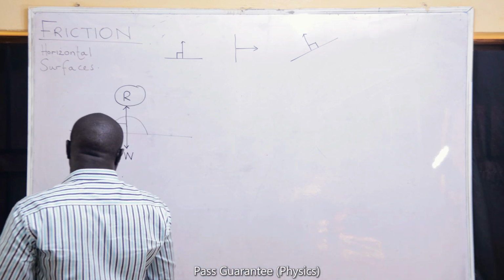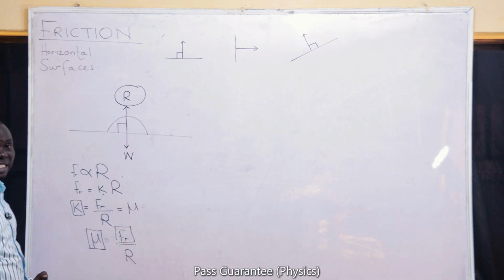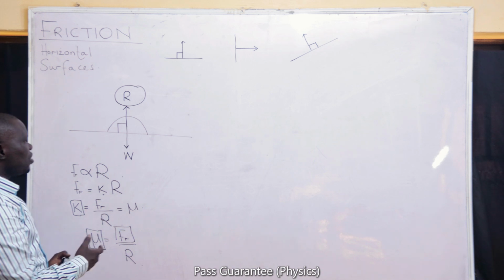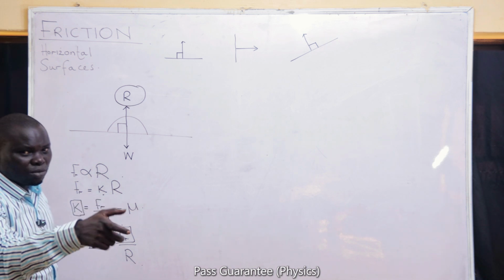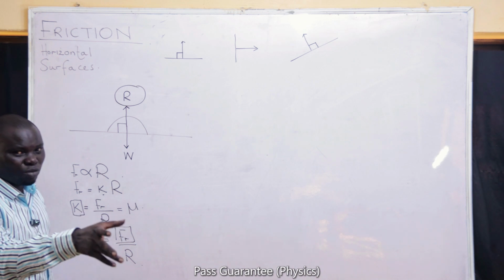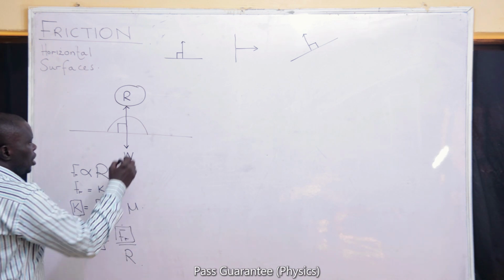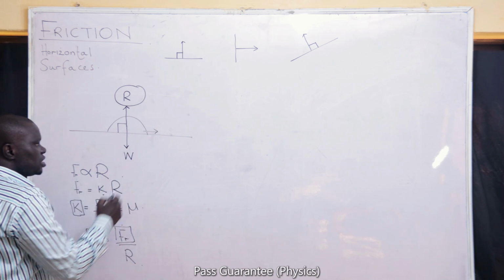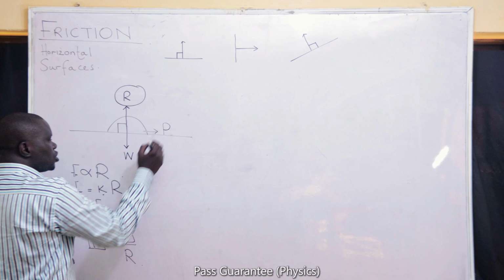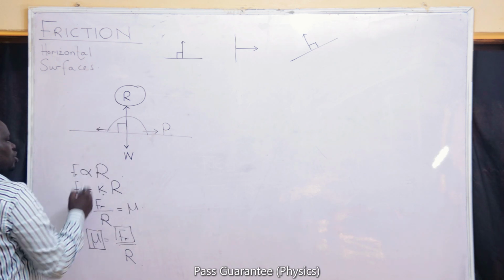To show it, if the object is just left on the table, if I ask you what is the friction, it is zero, because you have not established any motion. It is until you decide to establish a motion by trying to move the object that friction will establish itself in the opposite direction. If you try to move it in this direction with your own force, let me call your force P, the friction will now establish itself in the opposite direction.